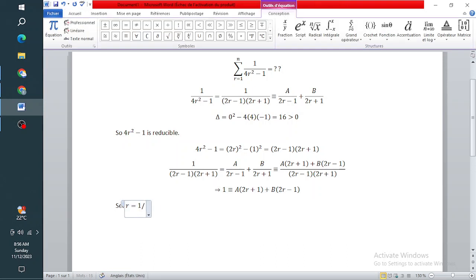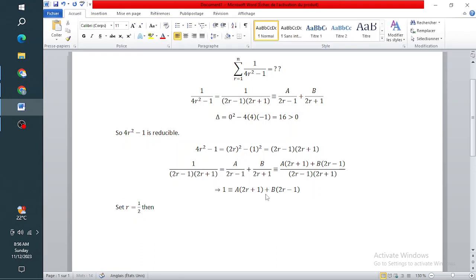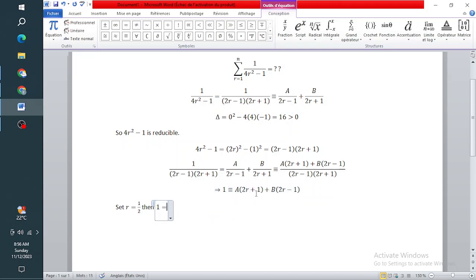If I set r equal to half, then the left hand side is 1, and on the right hand side, if you replace, you have A times (2 times half is 1, plus 1), and here 2 times half is 1, minus 1 is 0. So from here we simply get A equal to half.